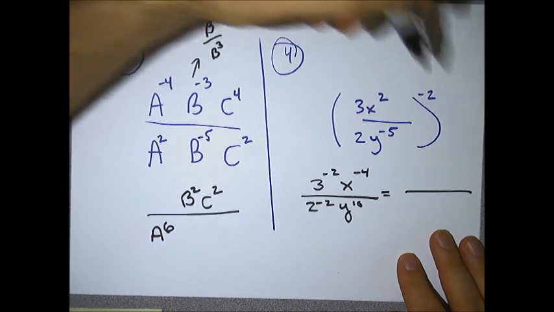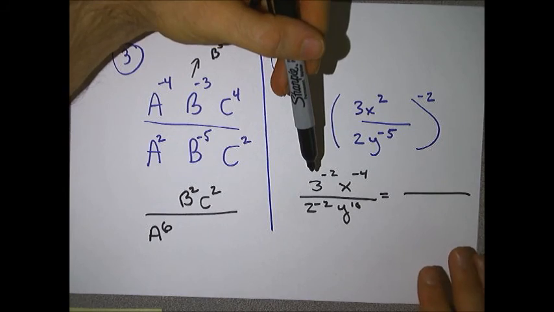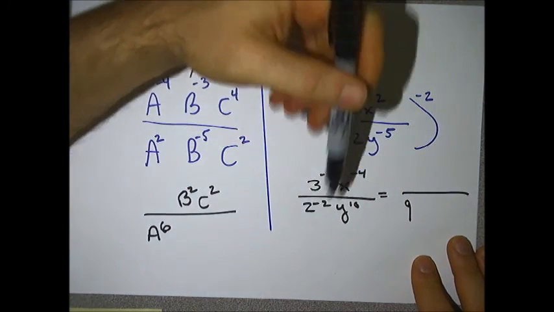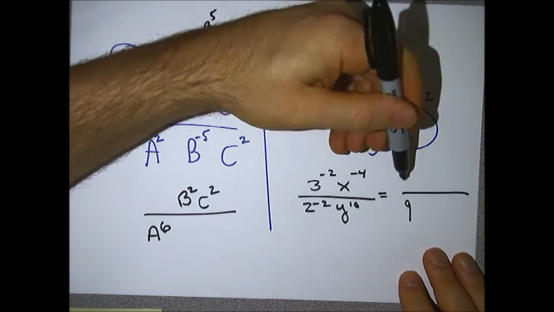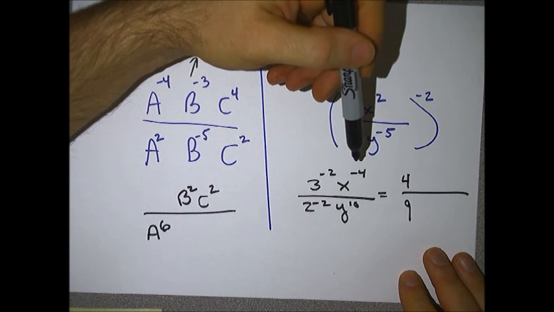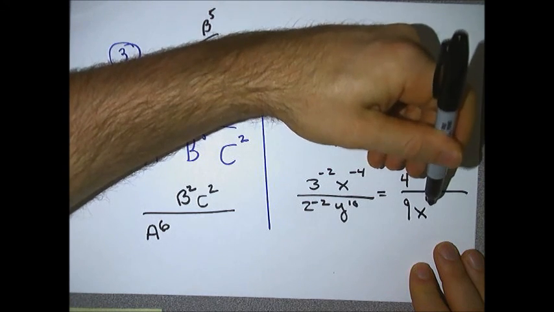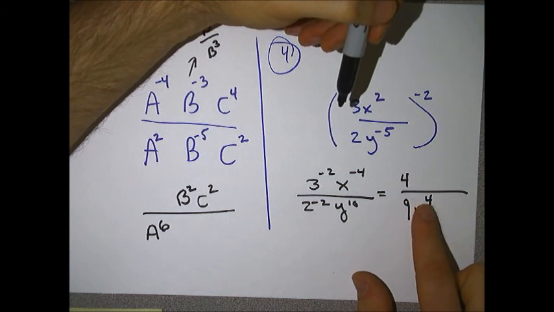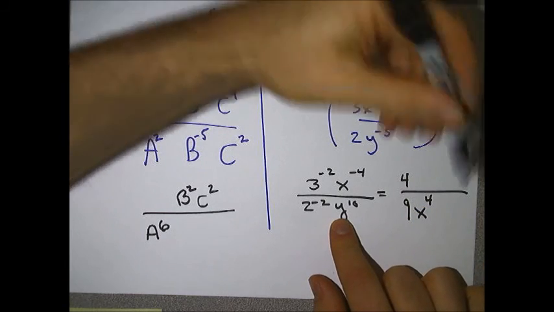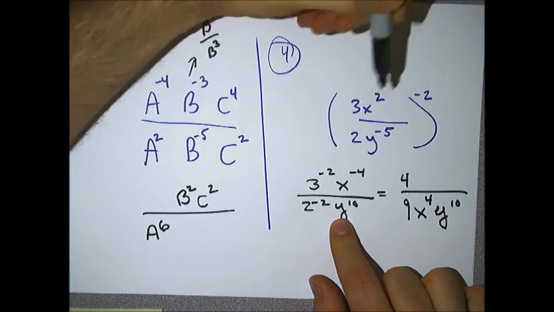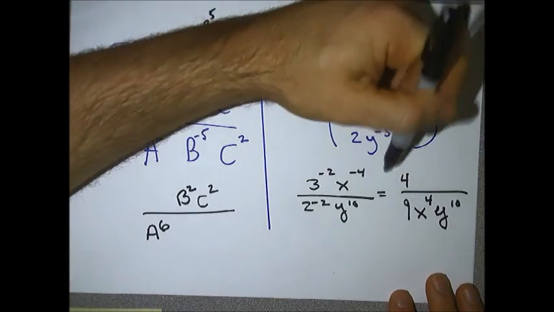So anything with a negative exponent is going to move. 3 squared is 9, but its exponent was negative, so that 9 is going to be on the bottom. 2 to the negative 2, 2 squared is 4, but again, its exponent was negative, so it's coming up top. X to the negative 4 is x to the fourth. Its exponent was negative, so it's going to move now on the bottom. And remember, when you move something, its exponent is now positive once it's been moved. And y to the 10th is already positive. It doesn't go anywhere. Your final answer is 4 over 9, x to the fourth, y to the 10th.